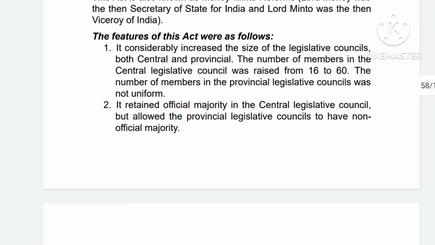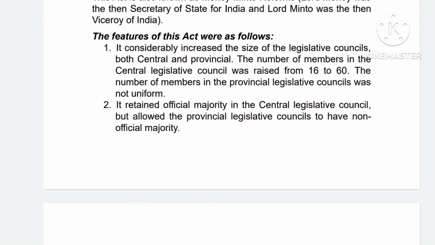Number 1. It considerably increased the size of the legislative councils, both central and provincial. The number of members in the Central Legislative Council was raised from 16 to 60. The number of members in the provincial legislative councils was not uniform.